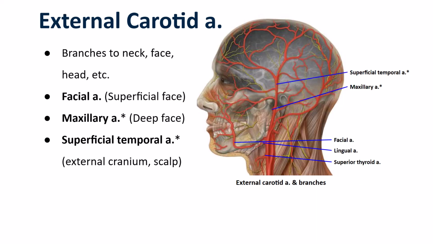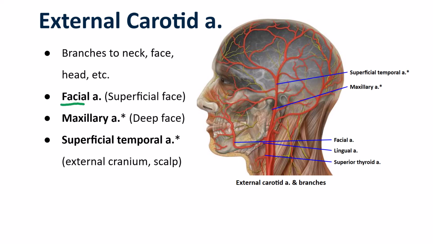So let's take a look at the external carotid artery. Here we can see the common carotid. We can see it bifurcating into the external, and then there's the internal that is a little more posterior there. So there are many different branches of the external carotid artery. We won't get into all of them. Suffice it to say, there are branches that serve the neck, face, head, etc. There are a few individual branches that I'd like to highlight for you.